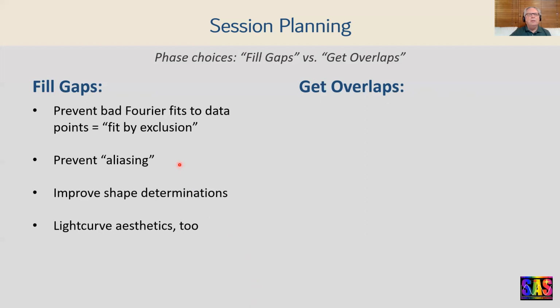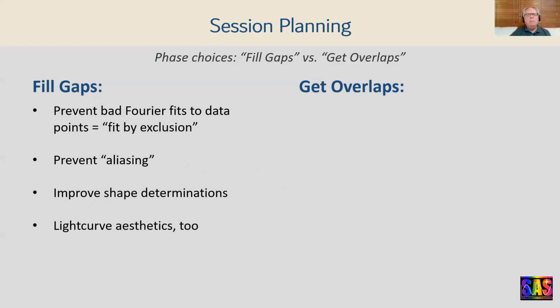You want to prevent aliasing, which are multiple Fourier solutions almost equally good, which means you have a beautiful light curve and fit, but really an indeterminate period. It improves the shape determinations and aesthetics as well.